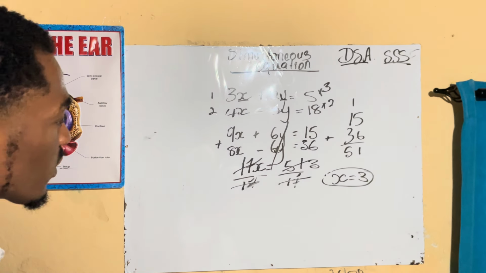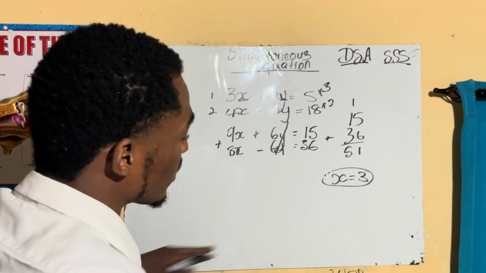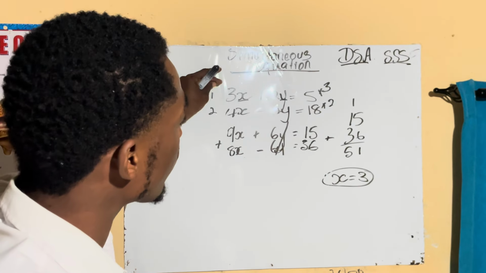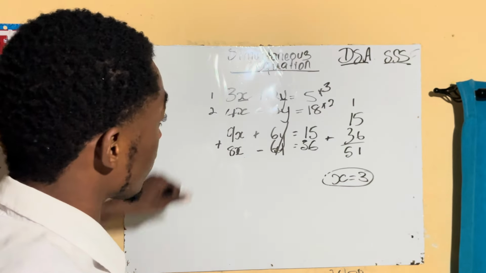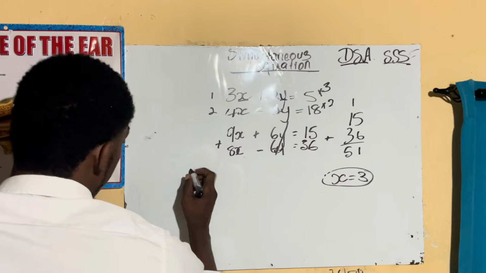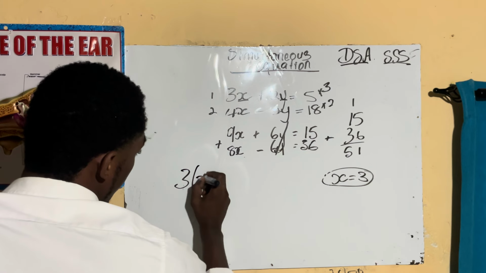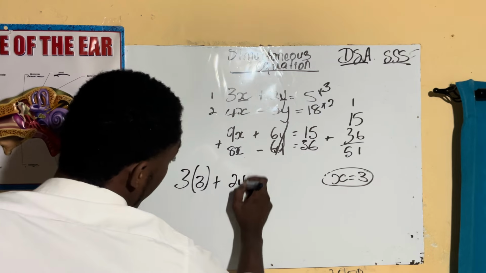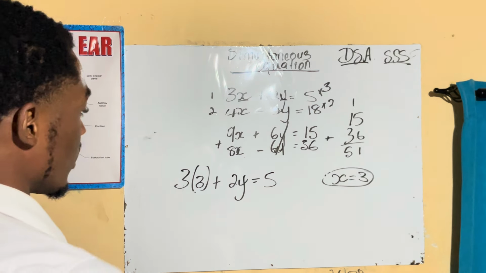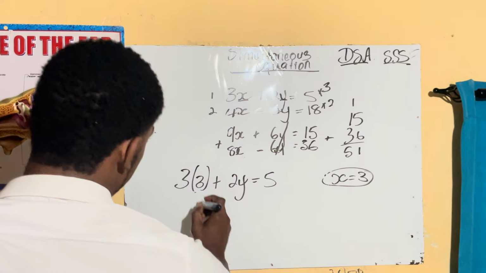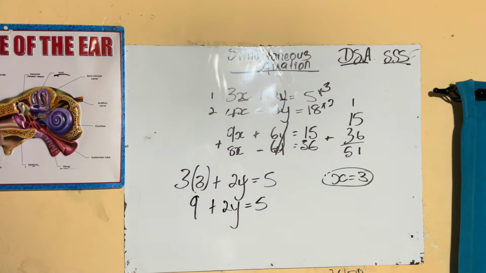Okay, now to find y, we need to substitute the x value into any one of the given equations. It doesn't matter which one. So we can use the top equation, 3x plus 2y equals 5. We put the x value in brackets, which is 3, plus 2y equals 5. Now 3 times 3, because brackets mean to multiply, is going to give us 9 plus 2y equals 5.